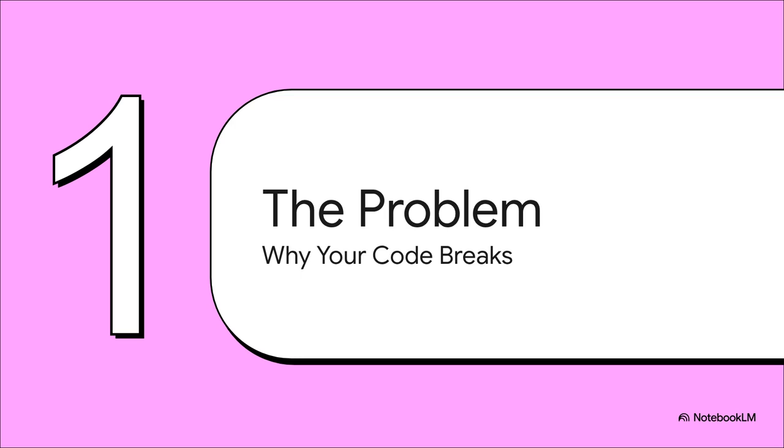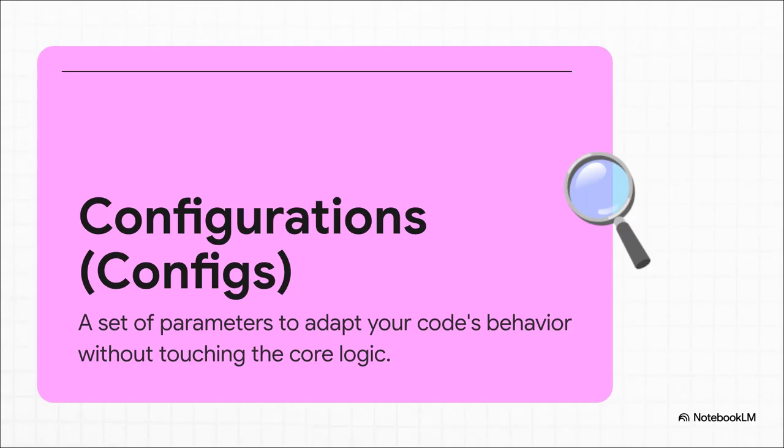Okay, section 1, the problem with magic numbers. Let's really dig into why this approach is just broken. So what's the solution? Well, the pros use something called configurations, or configs for short. I want you to think of these as a centralized dashboard for your entire project. All your important settings are right there in one place. You're basically separating the what from the how, and this gives you incredible flexibility to change things on the fly without ever having to touch your core code.